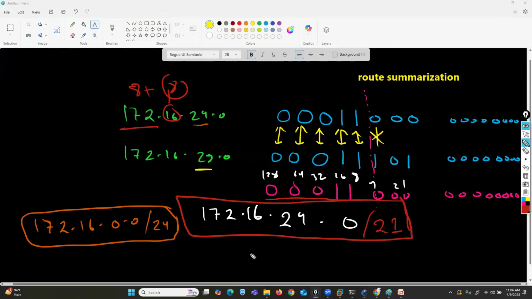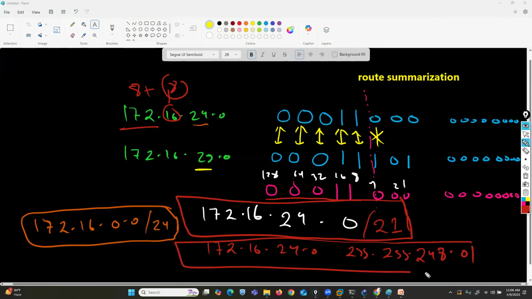I have issues with converting the bytes. 172.16.24.0. It's simple, but if you remember binary to decimal and decimal to binary, this is your summary address. Clear now, my point?